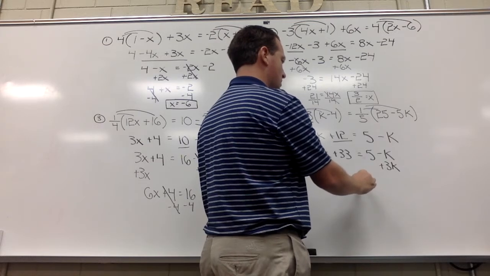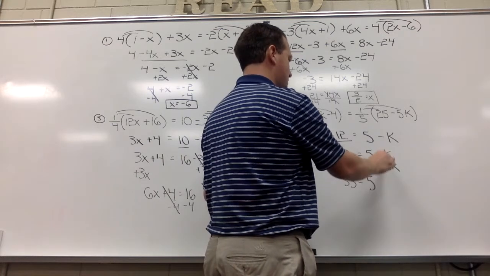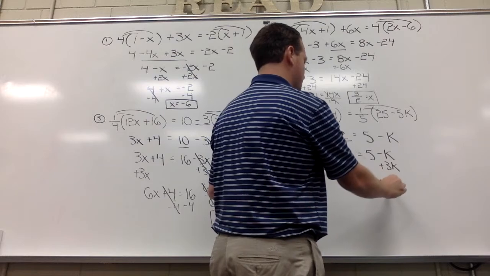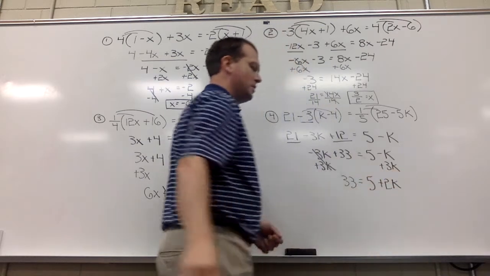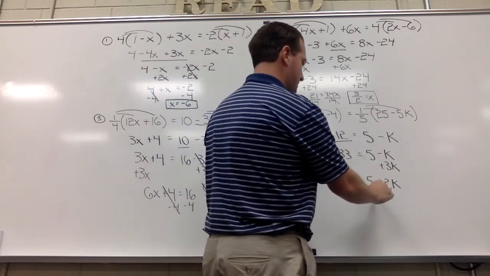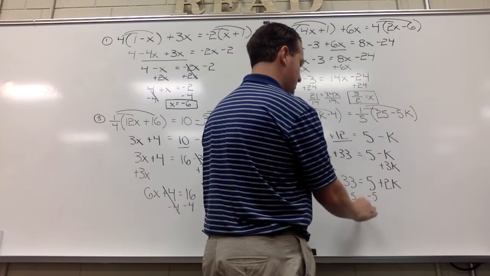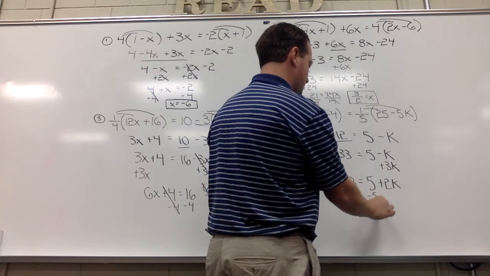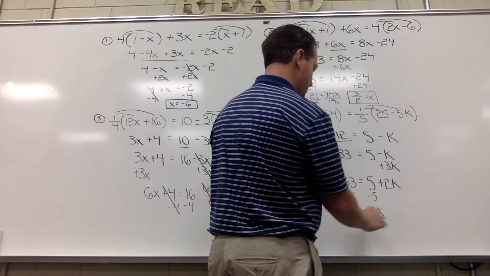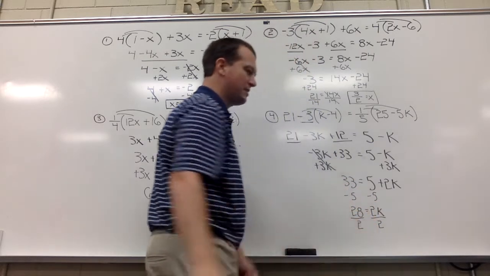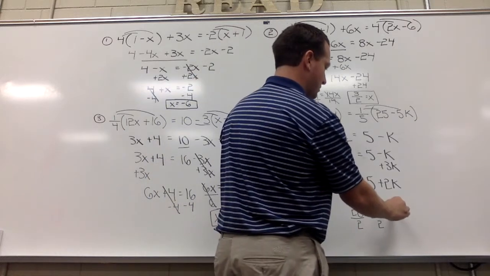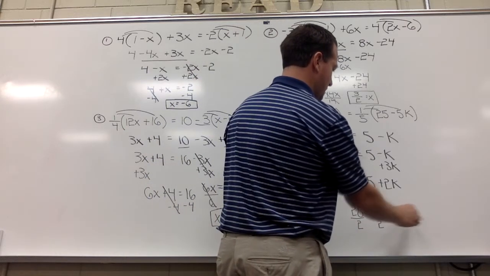33 will equal 5 times 3 minus 1 plus 2k. Okay. Subtract 5 from both sides. 33 minus 5, 28, will equal 2k. Divide by 2. 28 divided by 2, 14, will equal your k.